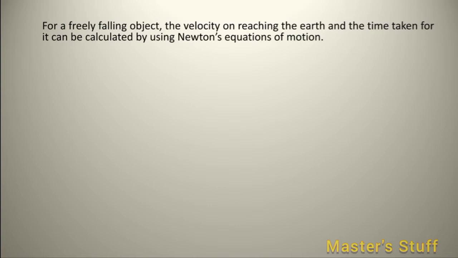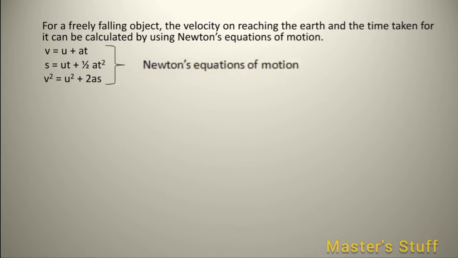We know there are three equations given by Newton for motion. First, v = u + at. Second, s = ut + 1/2 at². Third, v² = u² + 2as. These are 3 Newton's equations of motion.